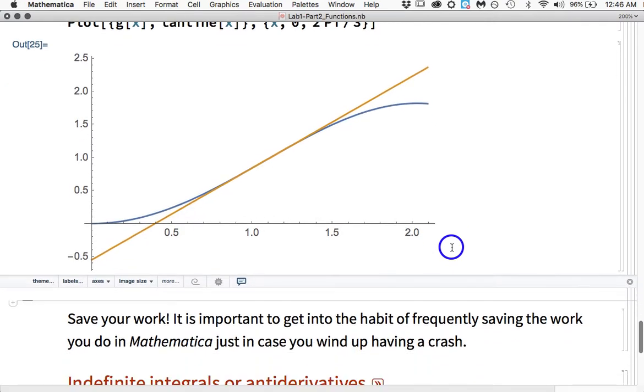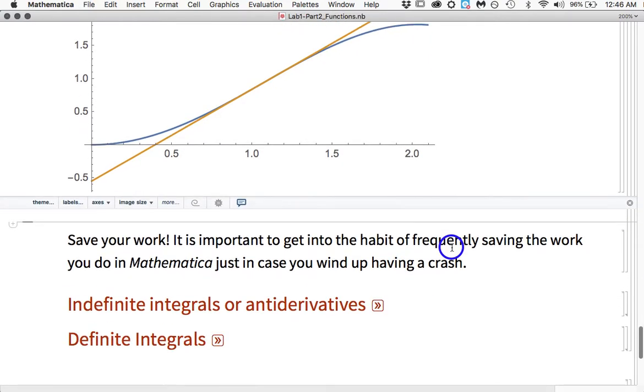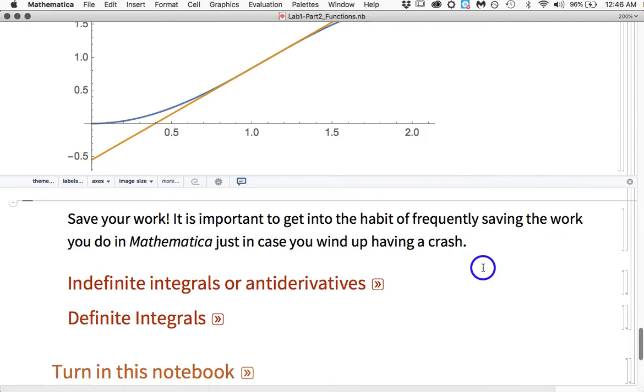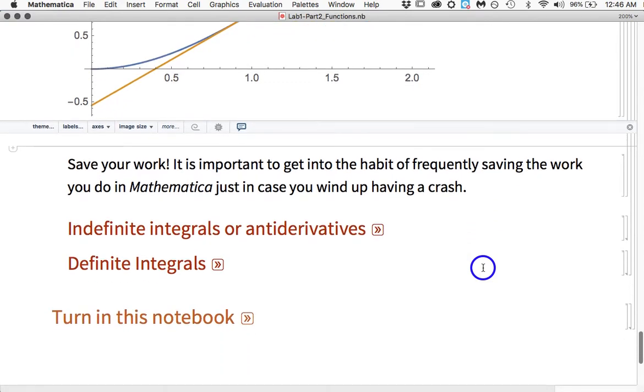Well, let's see. Let's save our work. Again, I'm not going to continue putting this in all labs, but it's something that you want to remember to do.